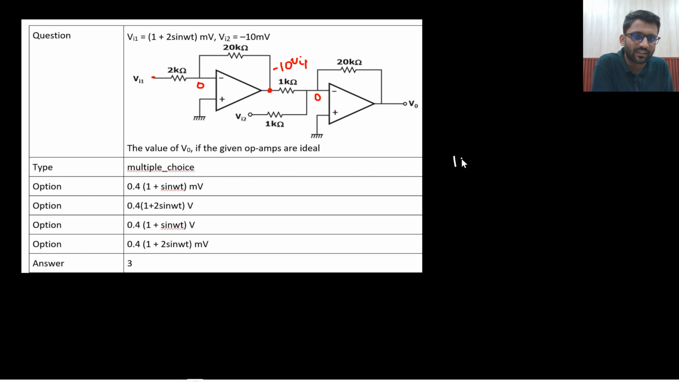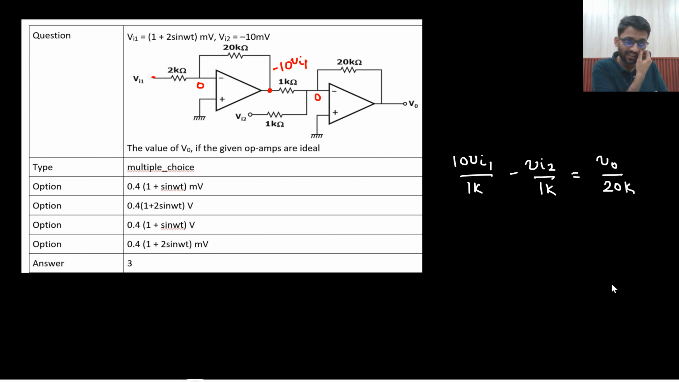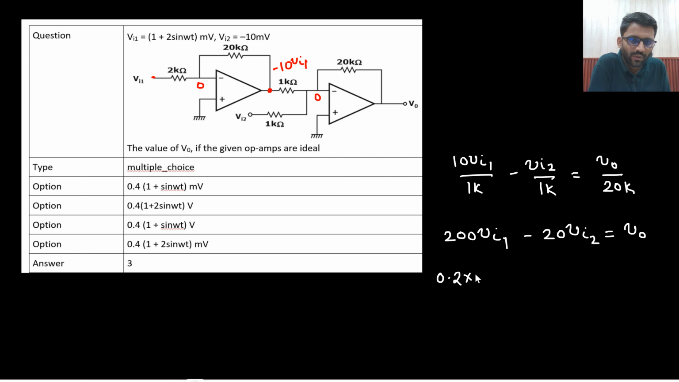So 0 minus 10 V in 1 divided by 1 kilo ohm plus or minus V in 2 divided by 1 kilo ohm is equal to V naught by 20 kilo ohm, right? So what you get is 200 V in 1 minus 20 V in 2 is equal to V naught. So 200 V in 1, that means I can put it as 0.2 into 10 to the power 3 into V in 1.